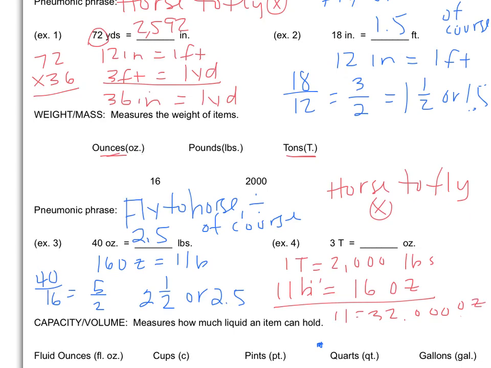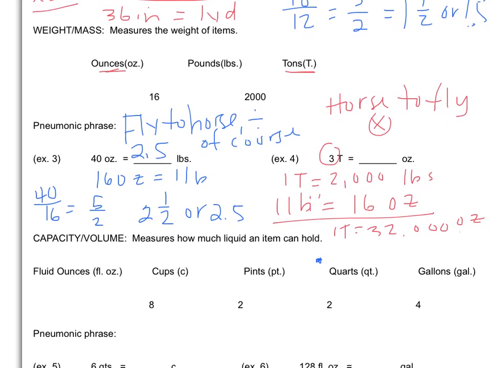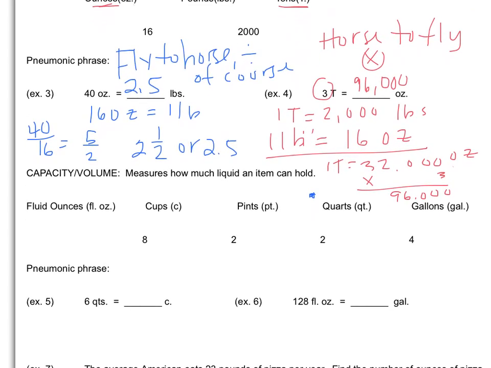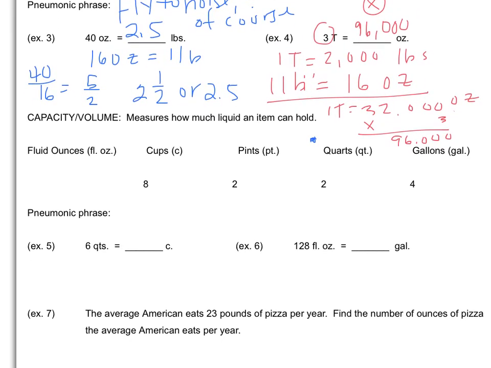in 1 ton. So we need to do 32,000 times 3 because we have 3 tons. So I'm going to scoot this down a little bit. 32,000 times 3 gives us 96,000. So there are 96,000 ounces in 3 tons. Okay, so now we're going to go down here and do our fluid ounces.